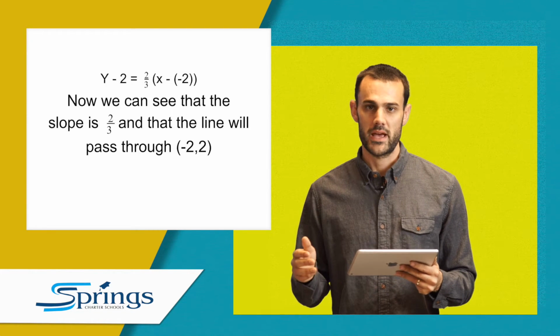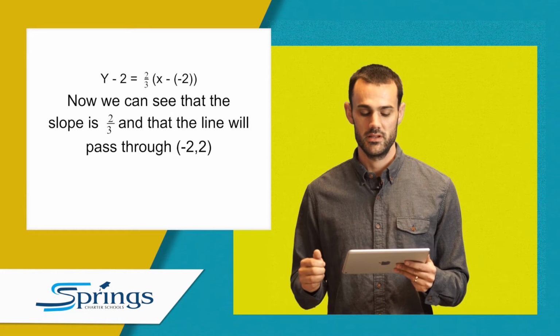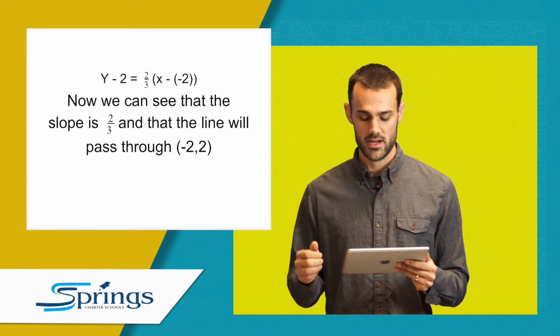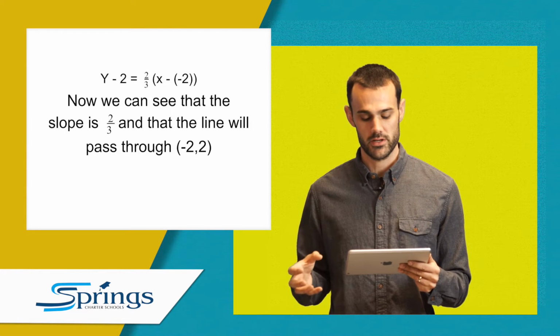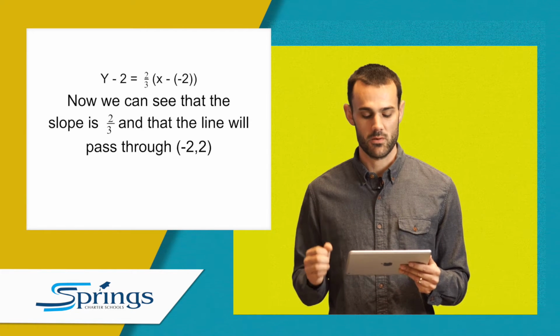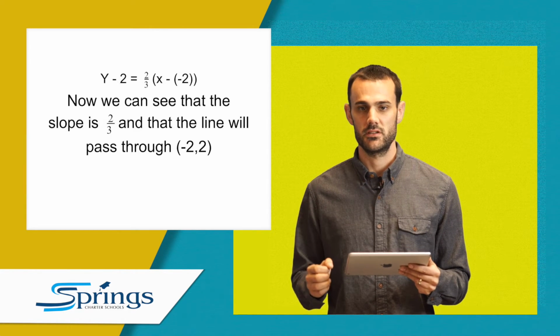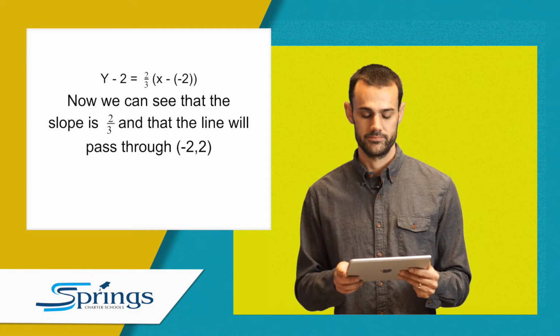So there's what we have so far on top. Now we can see that our slope is 2/3, and then it passes through the point (negative 2, 2). Now that (negative 2, 2) is being pulled out of our equation. The 2 comes from the part on the left side of our equation near that y value, and the negative 2 comes from inside that set of parentheses on the right side of the equation.